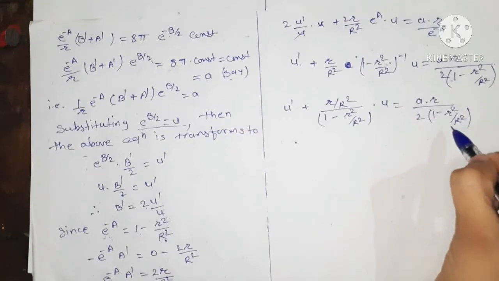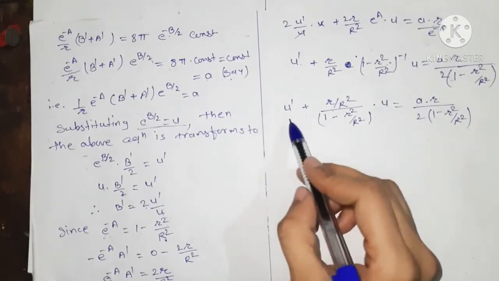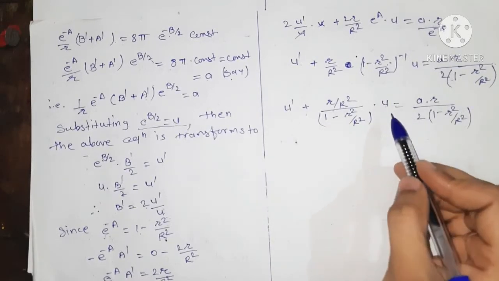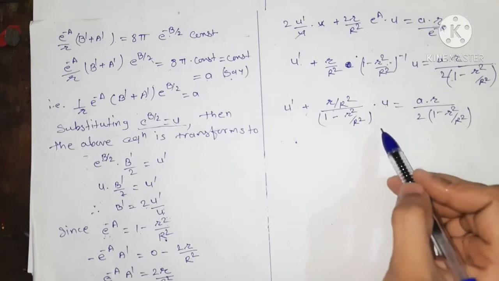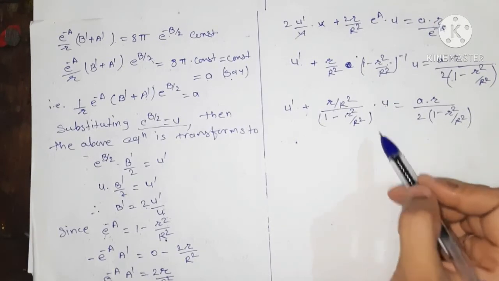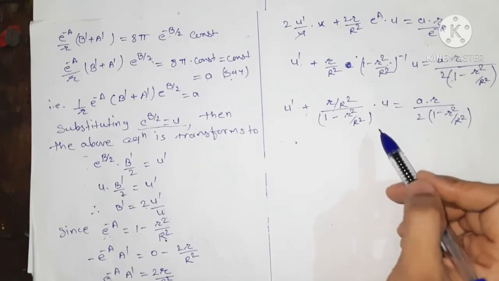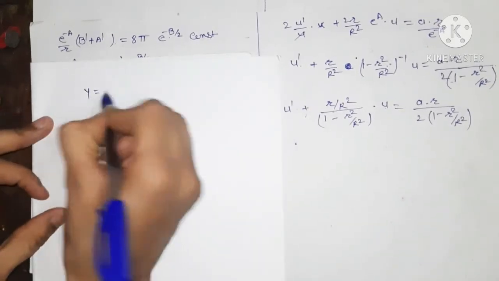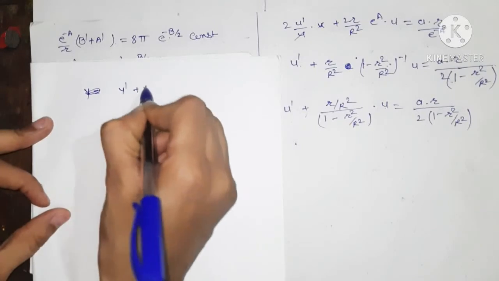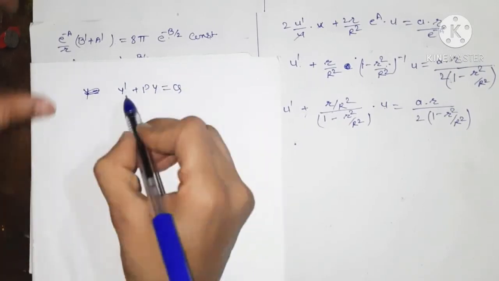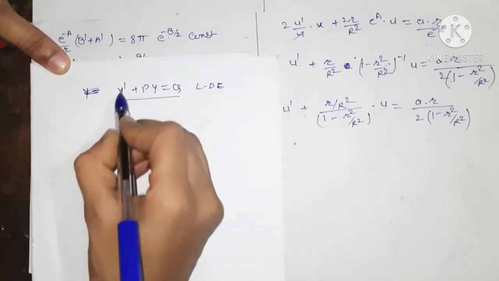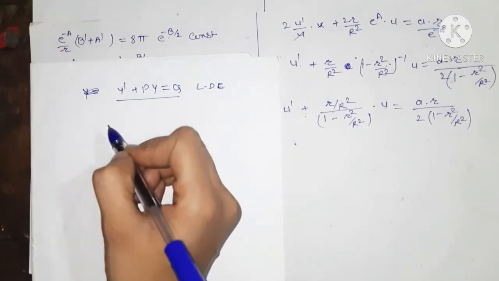Okay, now here this is a linear differential equation in u. Okay, and the solution of a linear differential equation can be obtained by multiplying the integrating factor. That is, y dash plus py is equals to q. Now this is a linear differential equation.